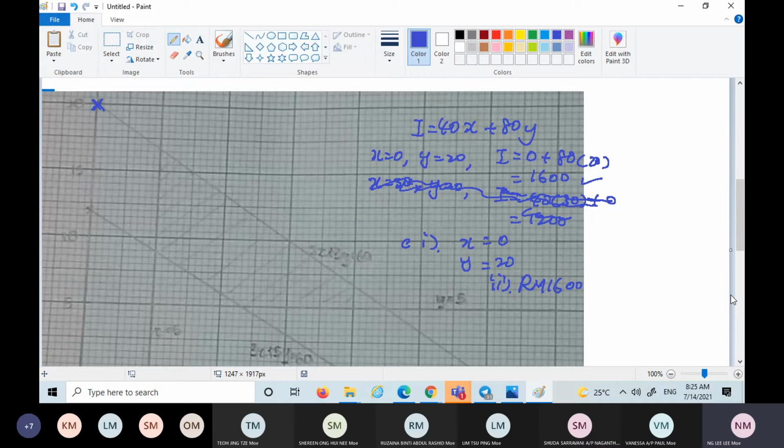Okay, Vanessa, okay or not? Can understand the objective functions? Can understand. Then if you cannot do question 1 for the objective function, how about question 2 and 3? I didn't try yet. You didn't do yet or what? I didn't do yet.